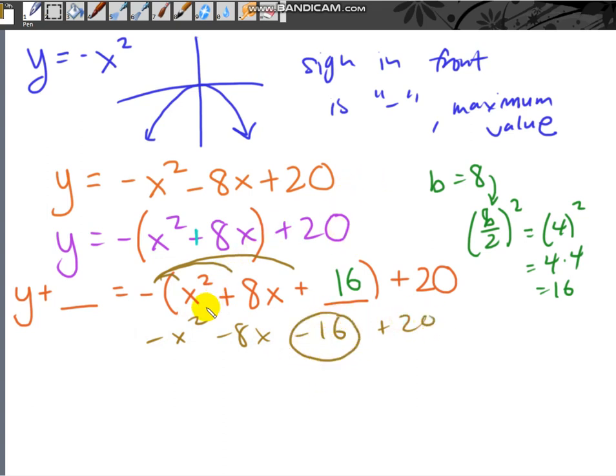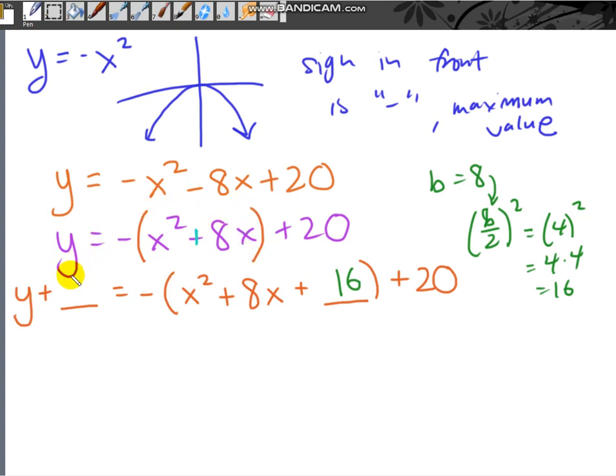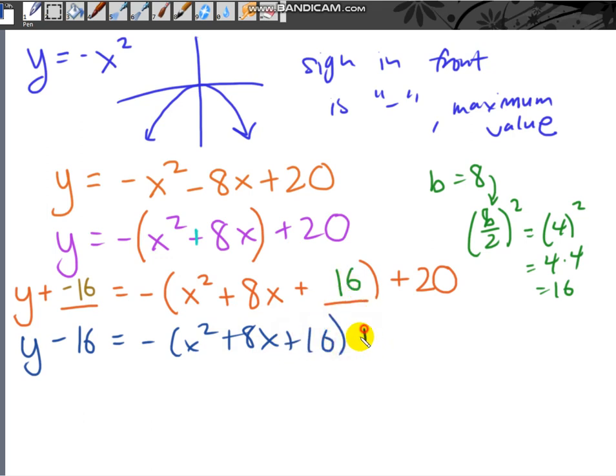Think of this process as balancing a scale. If you have a negative 16 on one side, you have a negative 16 on this side too. Does that make sense? Because you're distributing a negative, you have an extra negative 16 here, so you have a negative 16 on this side. Now let's clean this up. So this is y minus 16 equals negative x squared plus 8x plus 16 plus 20.